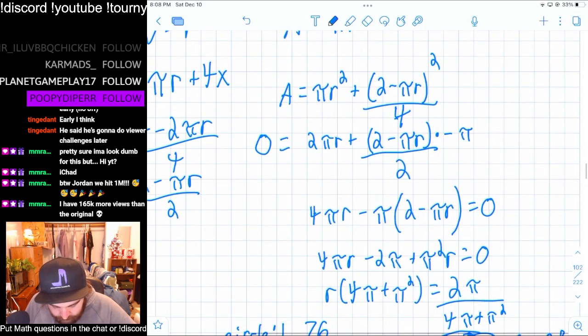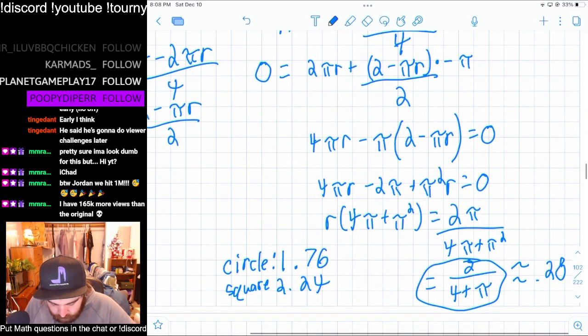And then I multiplied everything by 2. I set it equal to 0, so I could multiply everything by 2. So it was 2 pi r. The 2's canceled, so it was just negative pi, 2 minus pi r. I distributed the negative pi. Negative 2 pi plus pi squared r. 4 pi r minus all of that.